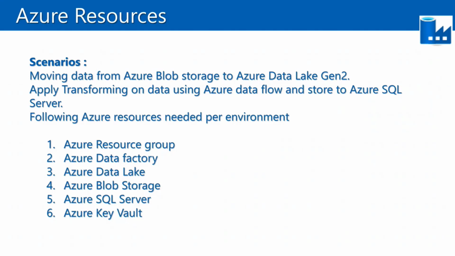So for this demo, you need these 6 resources per environment. And here I'm going to show you data movements for n number of business outcomes and data transformation for the movie business outcome. Because as I said earlier, data transformation is specifically based on your source, so it depends on each individual business outcome.